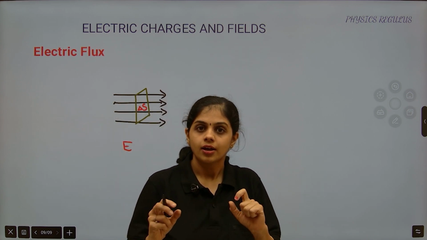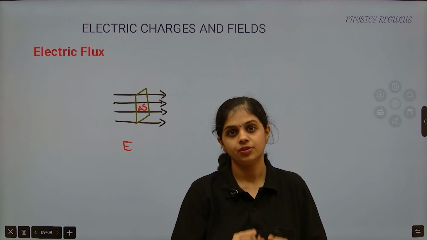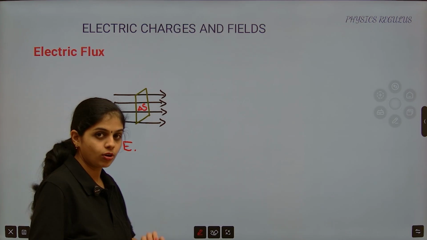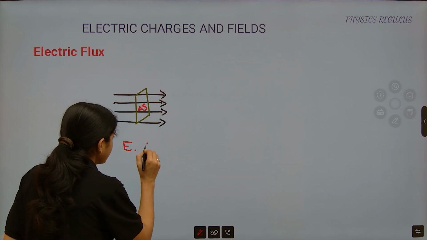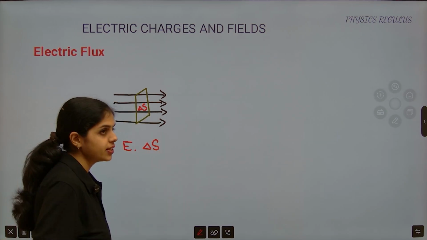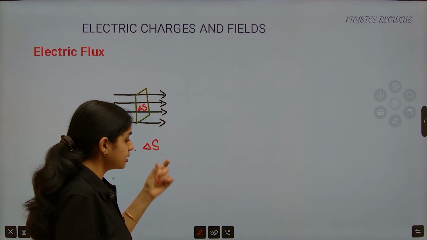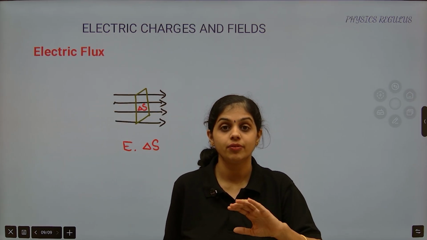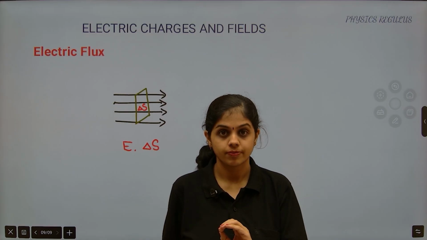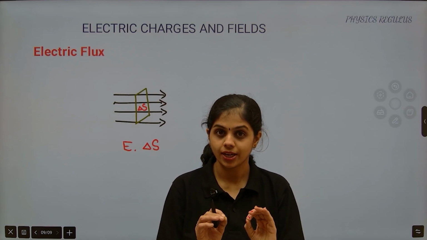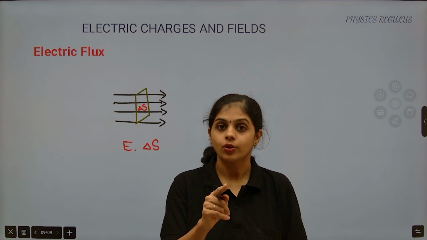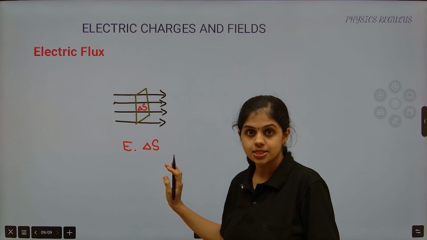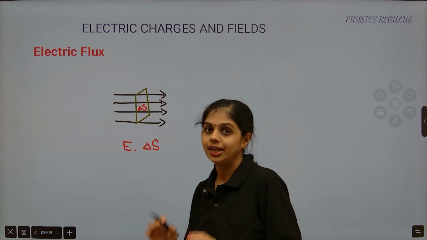Now, the electric field crossing the surface depends on the magnitude of electric field, or strength of electric field, and the area of the given surface delta S. Here delta S represents a small area element because electric field may vary from point to point. If it is a uniform electric field throughout the area, you can directly take the total area S. But here delta S is taken, it represents a small area element.